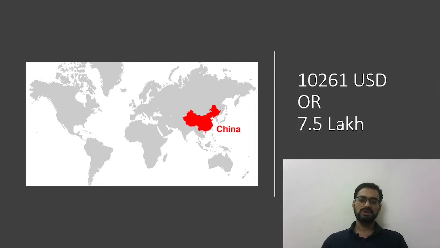Moving forward, China is 10261 US dollars, so 7.5 lakhs. So China is comparatively higher than us. It is 7.5 lakhs and we were at 1.5 lakhs, right? 5 times higher than us. 7.5 lakhs would be about 62,500 per month, right? So 50,000 per month more than what an average individual in India is earning. 50,000. So that is quite high.